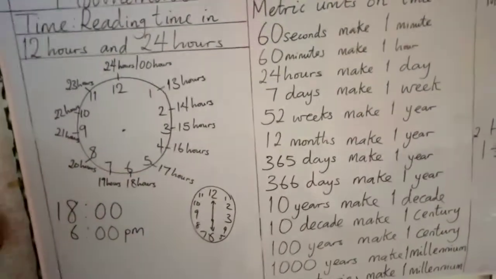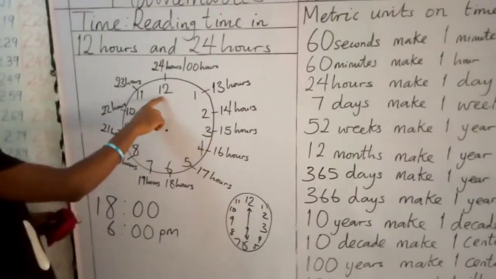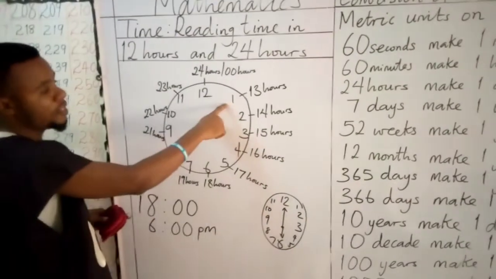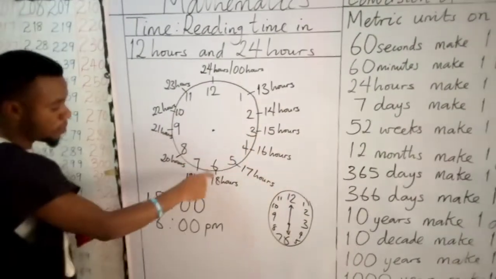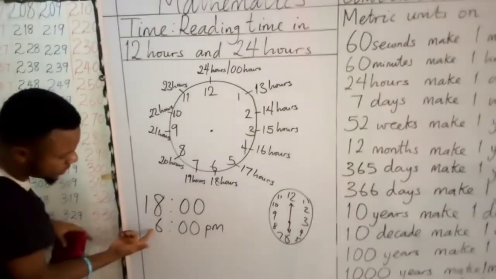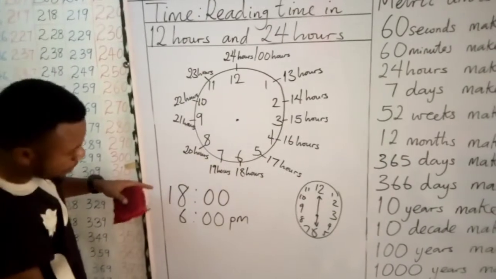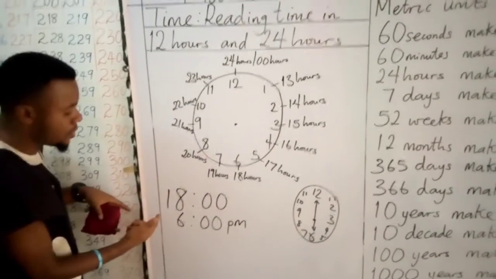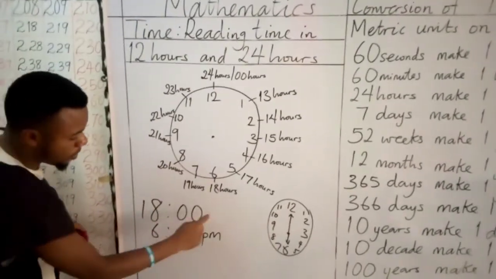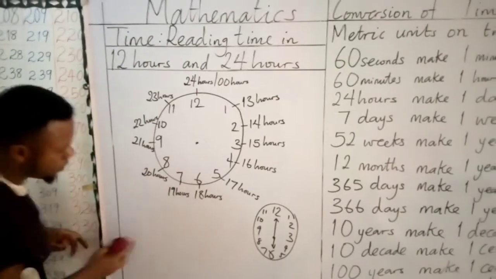18 is already in PM because it has crossed 12 hours, and it's already in 13, 14, 15 up to 18. So this is what you have. So whenever you are given 6 o'clock to write it in 24 hours, it means 18 o'clock. So I'll be drawing another clock here.